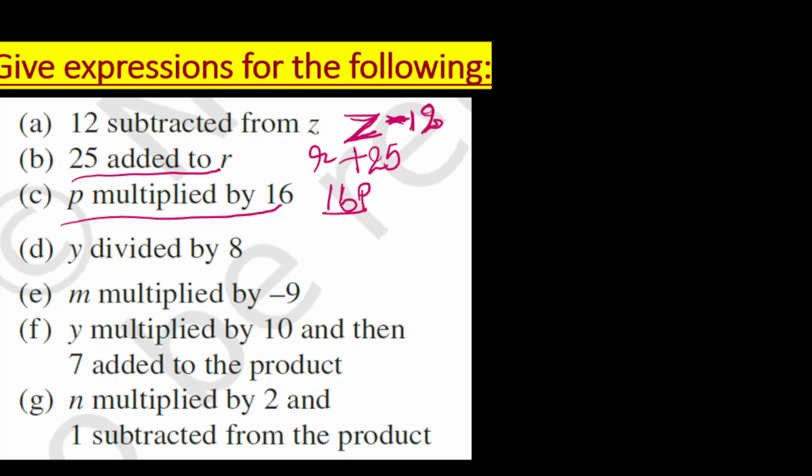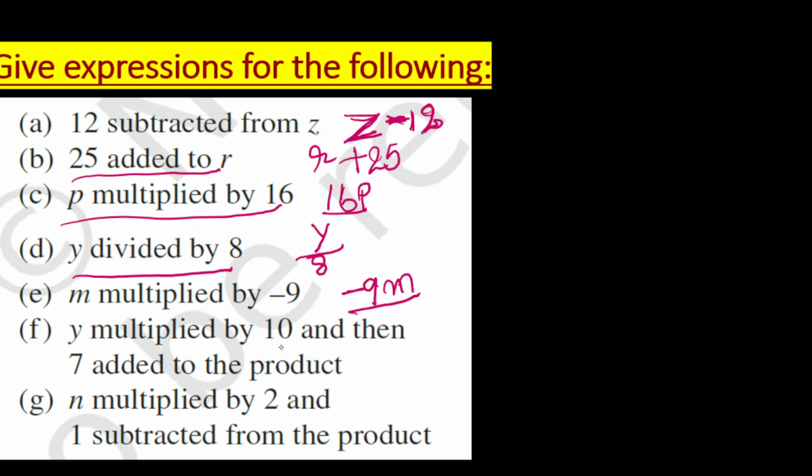And y divided by 8. Here we are dividing the variable y by 8, so this can be written as y by 8. And m multiplied by minus 9. Here minus 9 is multiplied by the variable m, so this can be written as minus 9m.